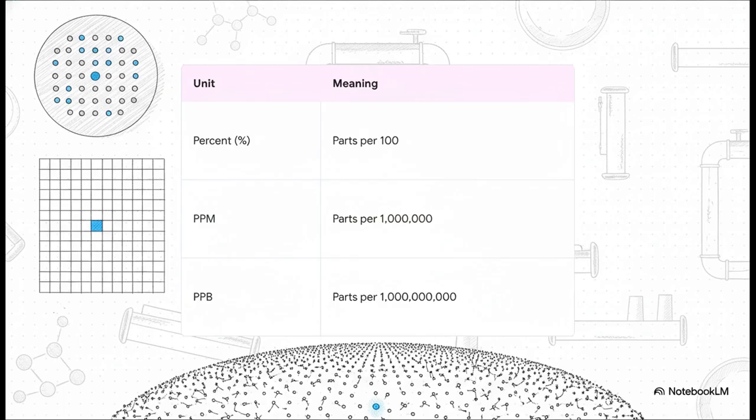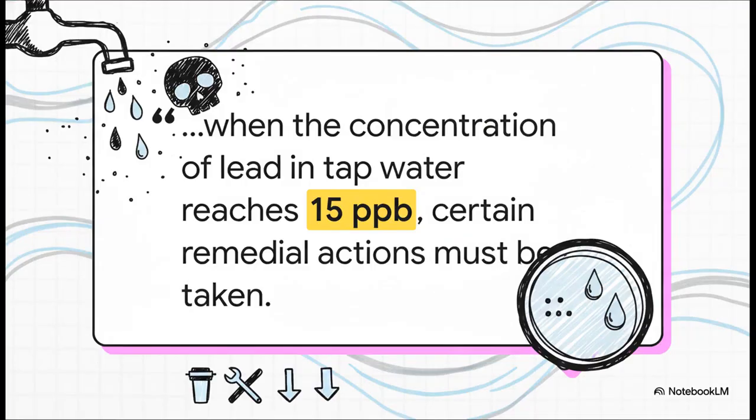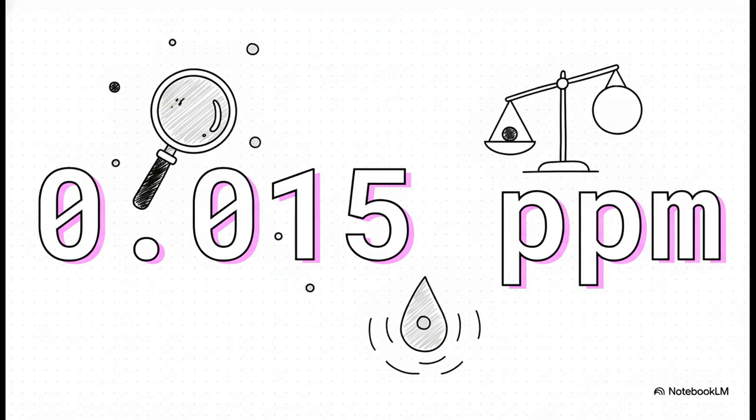We need these tiny units to talk about things like trace contaminants in our environment. And this isn't just a fun fact. Here's why this matters so much. The U.S. Environmental Protection Agency, the EPA, sets the action level for lead in drinking water at just 15 parts per billion. That number sounds impossibly small, but even at that level, it's considered a potential health risk that requires immediate action. And just so we're clear, that 15 parts per billion is the same as saying 0.015 parts per million. It's a minuscule amount, almost impossible to even picture.